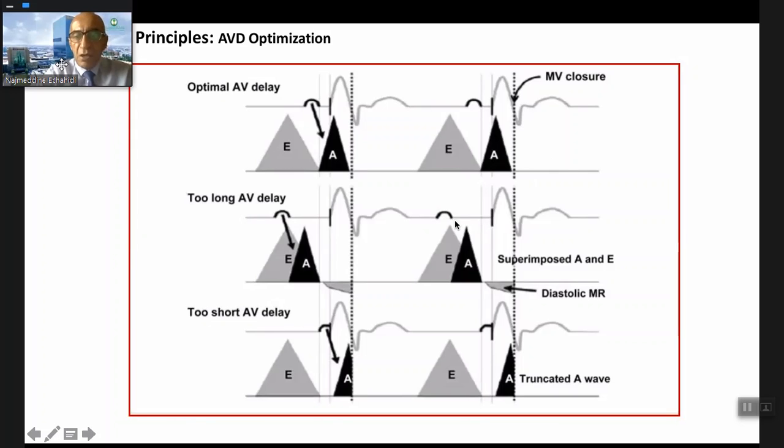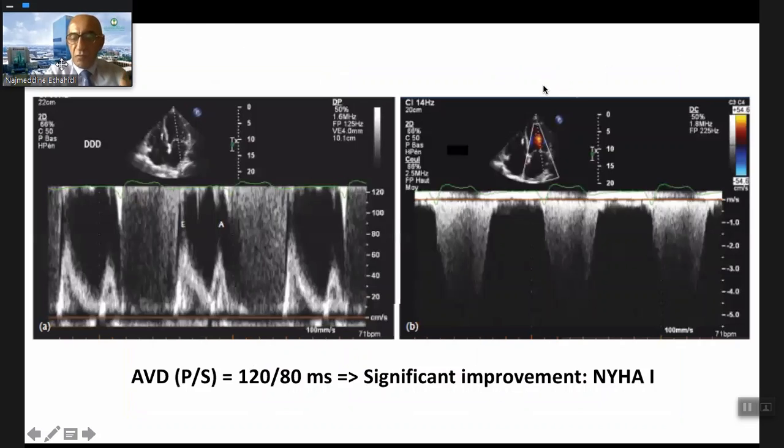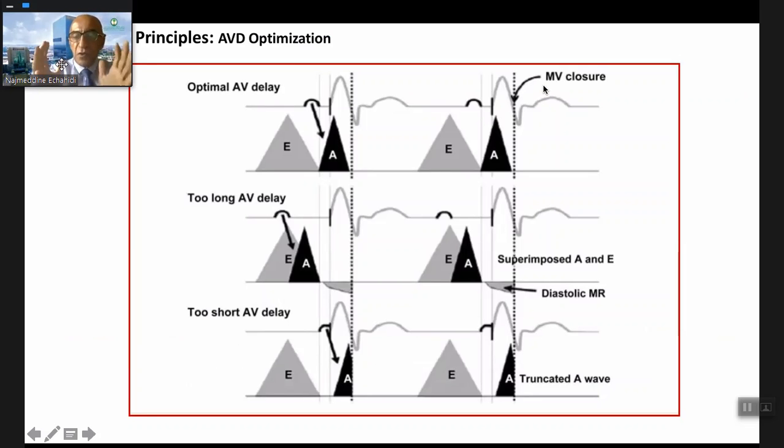If you are programming a long AV delay, as in our patient, the E wave and the atrial contribution to the diastolic filling will be completely fused here. If you are programming a short AV delay, the A wave will be truncated by mitral valve closure. It means that the mitral valve will be closed before the atrial contraction is finished, so it will negatively impact the stroke volume.